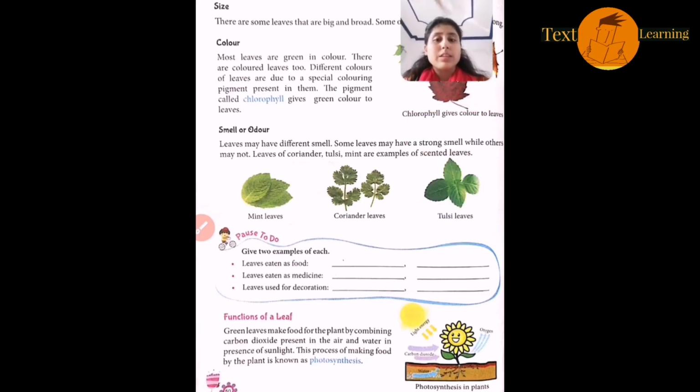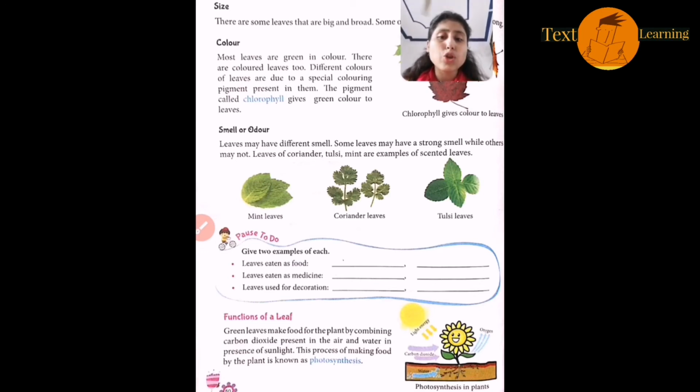Leaves may have different smells. Like we have discussed, mint leaf, coriander leaf, tulsi leaf, they have different smells, totally different from each other. Some leaves have strong smells while others may not have. There are some leaves that are smellless. But most plants like coriander, tulsi, mint, bay leaf have smells. These are examples of scented leaves.